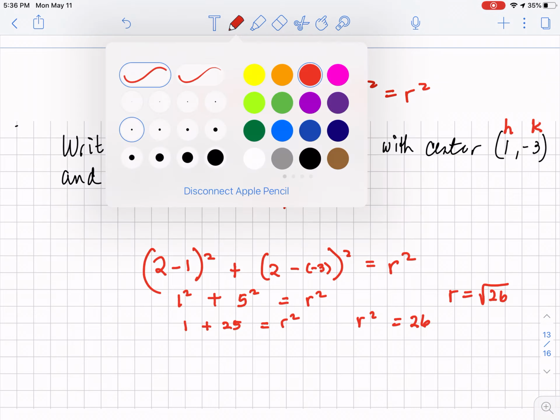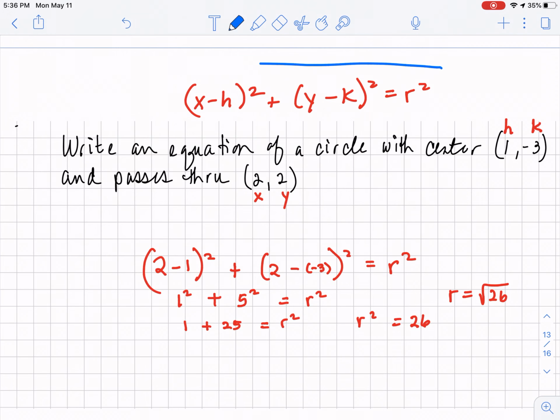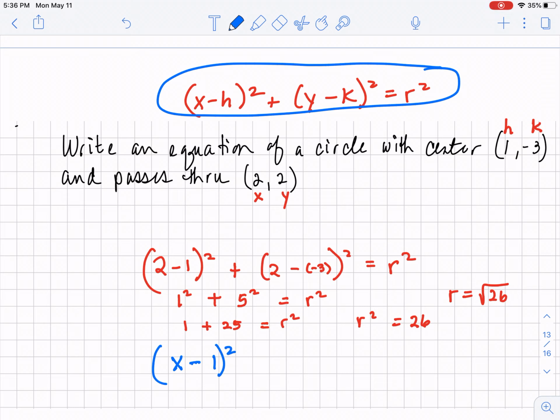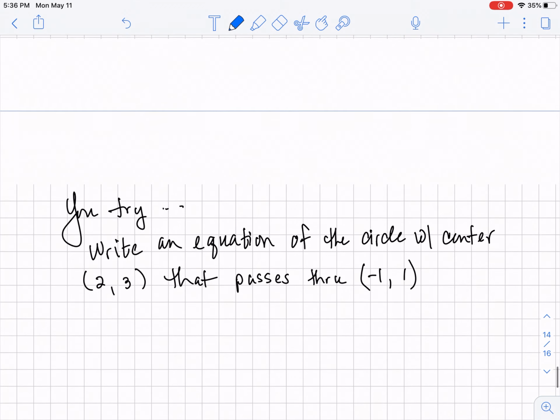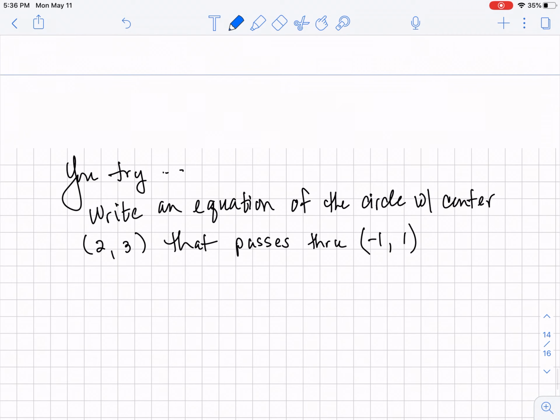So I'm back to this now. If I want to now write my equation, well, this is what my equation would be for the circle with the center at 1, negative 3. It would be x minus 1 squared plus y minus a negative 3, so y plus 3 squared is equal to my radius squared. Well, I already said my radius squared is 26. So I am done. Okay? Hopefully you understand that. Why don't you give this one a try? You can pause the video.